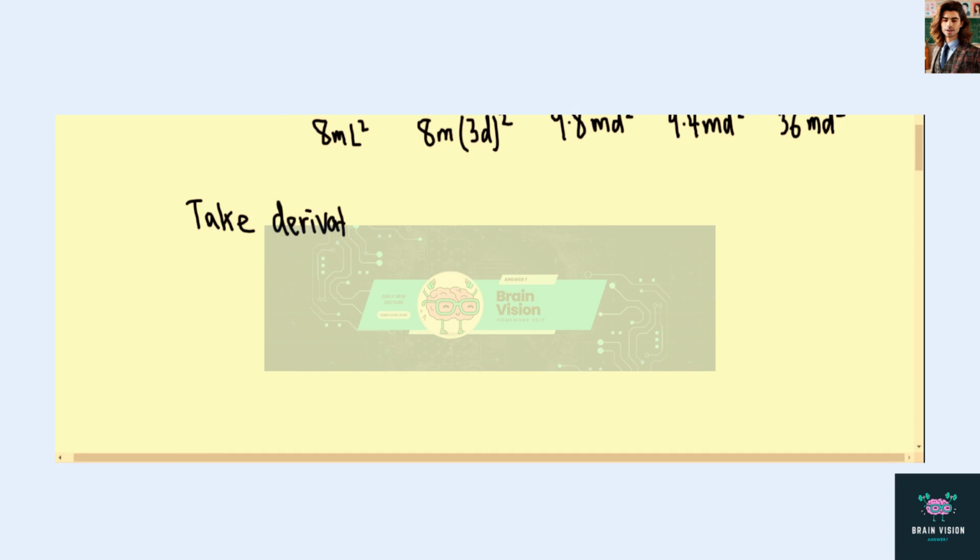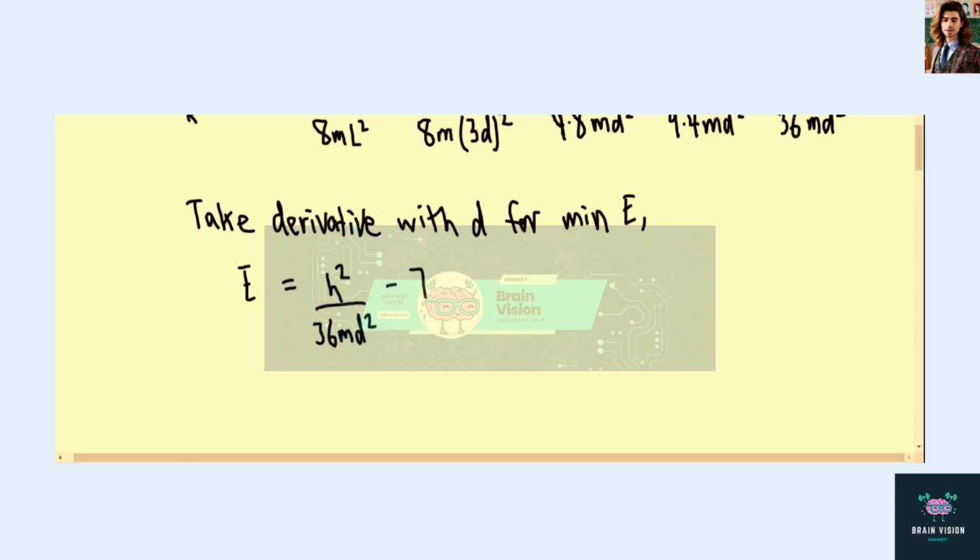So now, if we get the total energy, we're going to need to take its derivative with respect to the separation between the electrons to get a minimum energy needed for the electrons. And this total energy for the electrons is a kinetic term and a potential term.